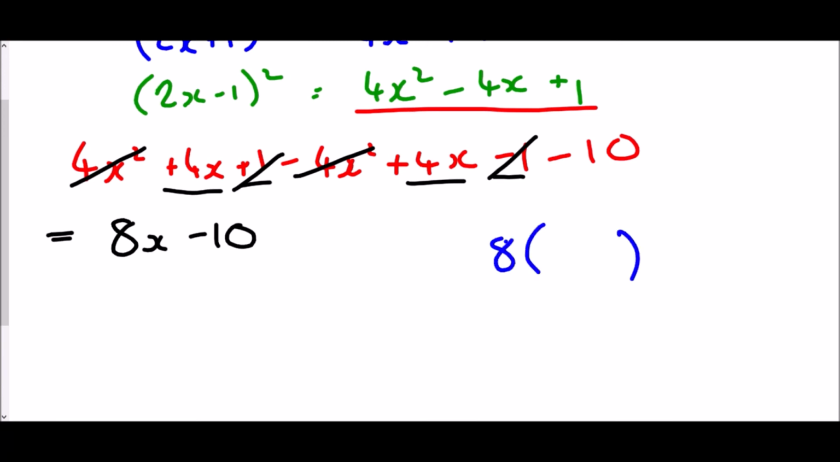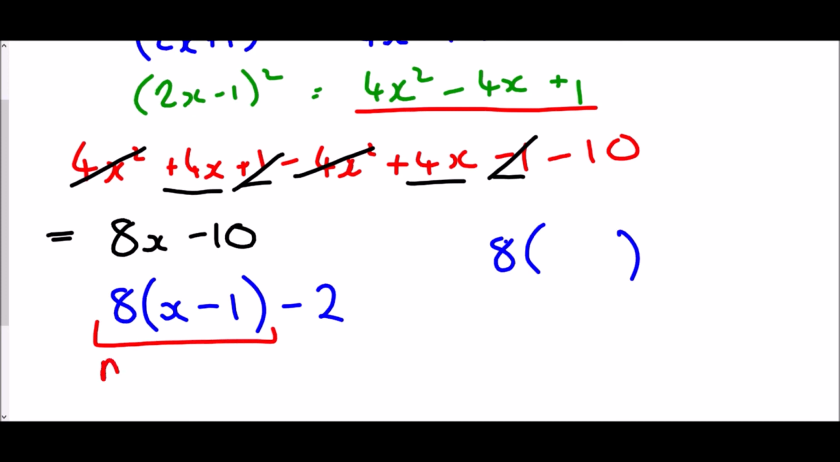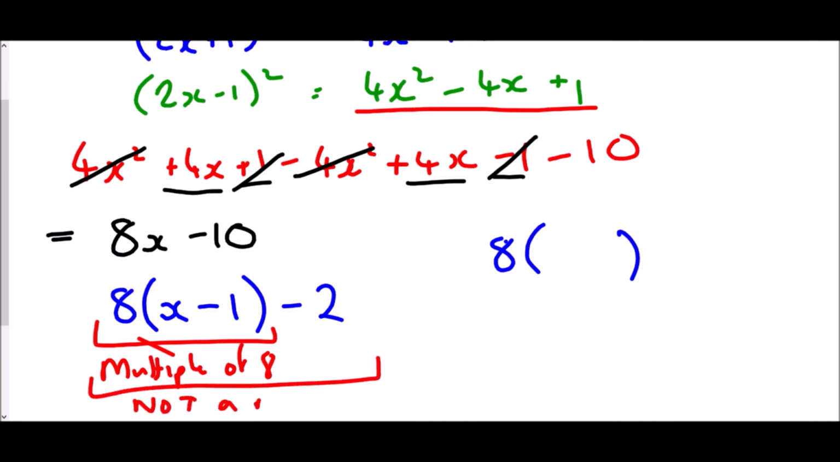So in this case, if I did that, it'd be 8 brackets x. But the take away 10 can't be written like that. It would have to be 8x take away 1, but then I would have to take away another 2 afterwards. 8 times negative 1 is negative 8, but I would need another 2 taken away. And so what this is showing is that this piece is a multiple of 8. But then, because we are taking away 2 afterwards, it is no longer a multiple of 8. And so, not a multiple of 8, because we are subtracting 2 at the end.